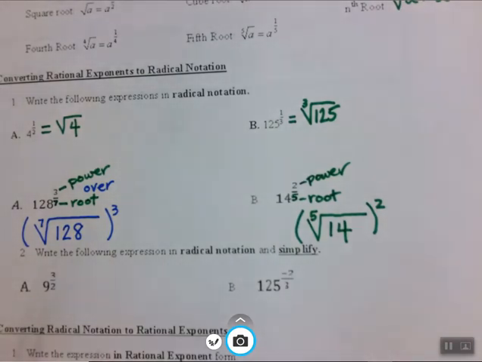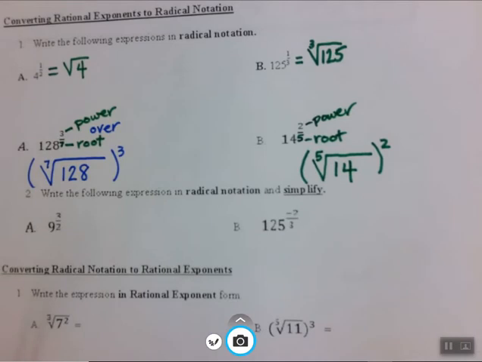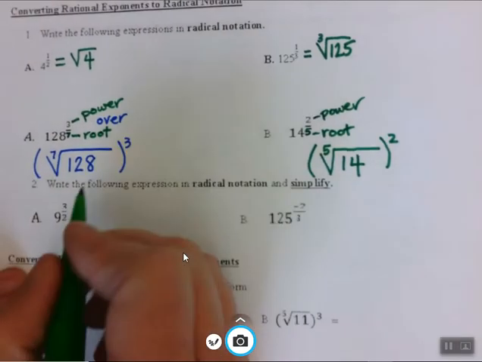I have a question as well. Yes. What do you do if you get a negative exponent? All right, if you get a negative exponent, we're going to get to that in 1 second. Okay, so power over root, right?